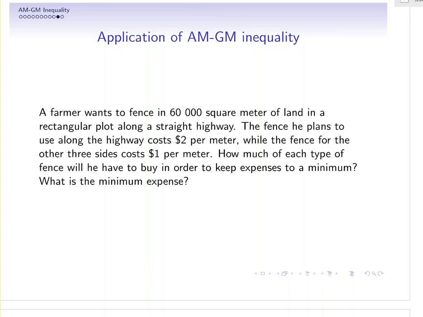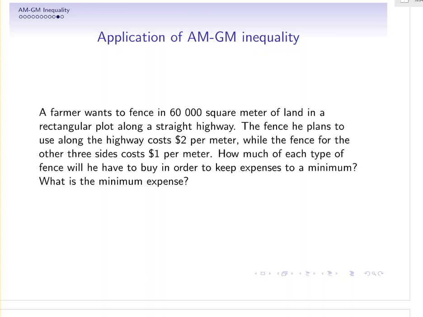The fence he plans to use along the highway costs $2 per meter, while the fence for the other three sides costs $1 per meter. How much of each type of fence would he have to buy in order to keep expenses to a minimum? And what is the minimum expense?